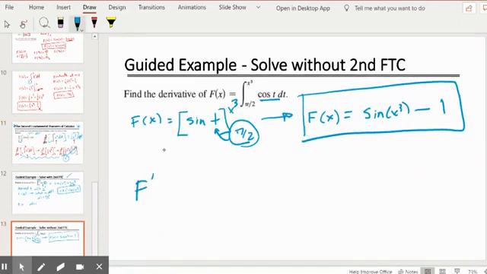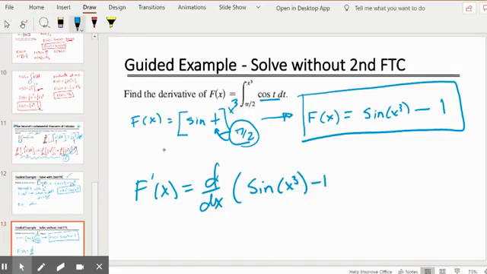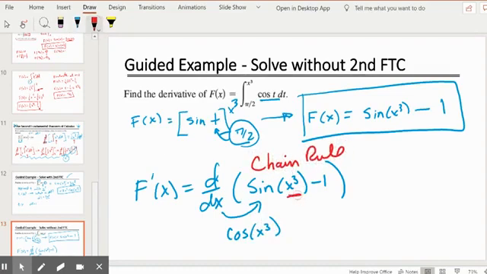That means that f prime of x is equal to the derivative of sine of x cubed minus 1. What's the derivative of sine? Derivative of sine is cosine of x cubed, but what rule do we need to use? Chain rule. We have an inside and an outside function. So what's the derivative of x cubed? 3x squared. What's the derivative of minus 1? 0. So we got 3x squared times cosine of x cubed without using the second fundamental theorem of calculus shortcut.